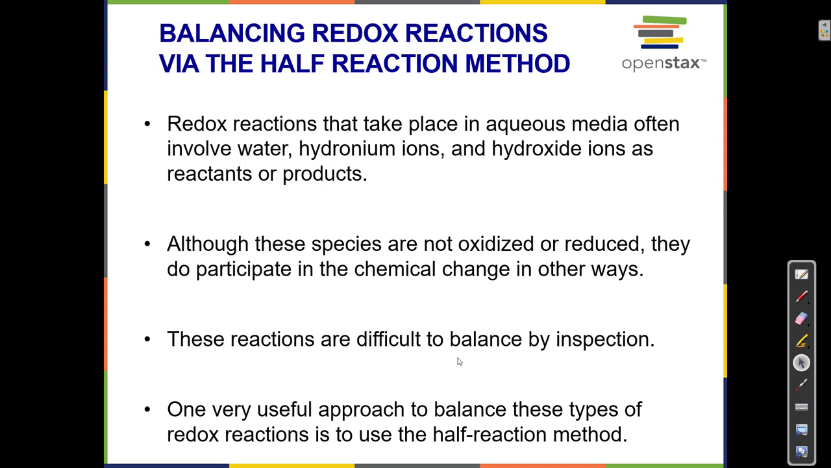So one method that we use to balance redox reactions is called the half reaction method. And in the half reaction method, I take the reduction part of the reaction and the oxidation part of the reaction, and I separate them. So it's much easier to balance a redox reaction if we separate it in half first.